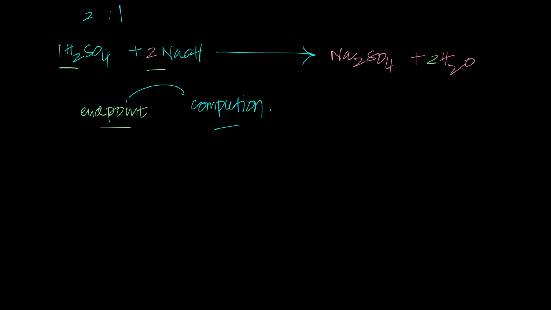And how do we know that an endpoint has been reached? We know because the indicator changes color. And by the way, we already studied this in acid bases and in moles and stoichiometry. So the indicator changes color. Right? And what is an indicator? It's just a chemical substance which gives you a different color in an acid and a different color in a base. Or an indicator is a chemical substance which changes color with the change in pH. That's the same idea, right?